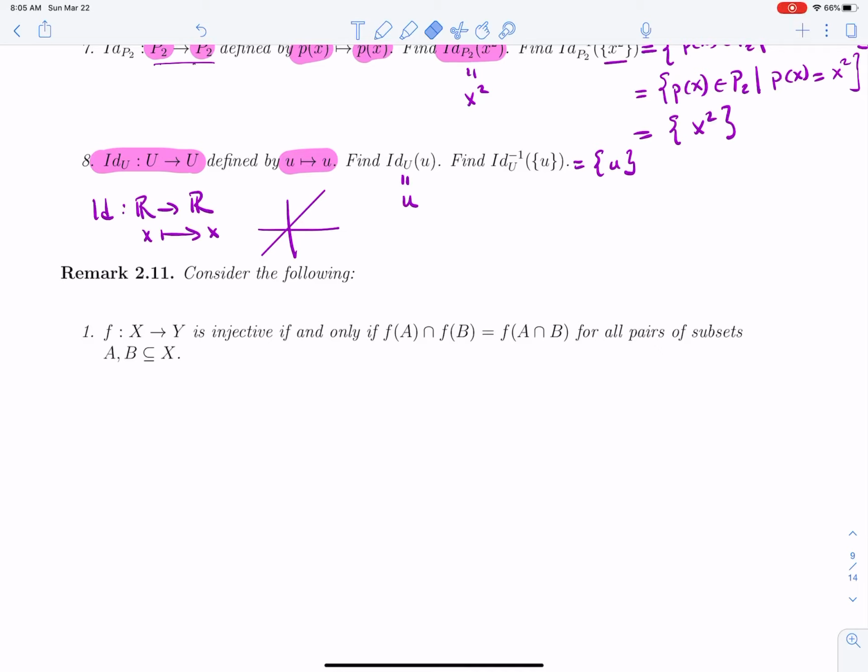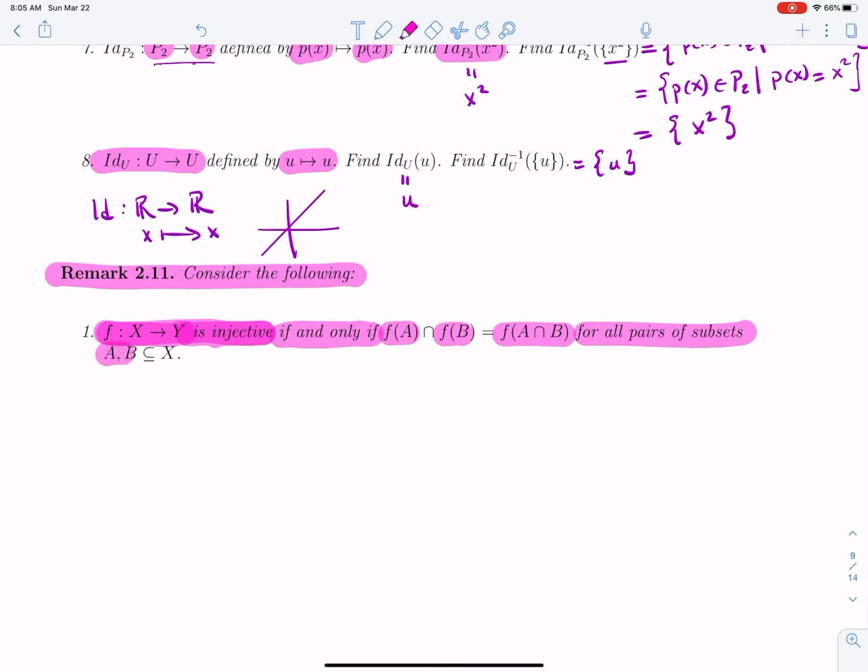Okay, here we are. We are looking at Remark 211. We're going to consider a function f going from X to Y. Our claim is that f is injective if and only if, so we've got a two-way implication, when we take the image f(A) and the image f(B), and intersect them, we get the same thing as the image under f of A intersect B, for all pairs of subsets A and B of X.